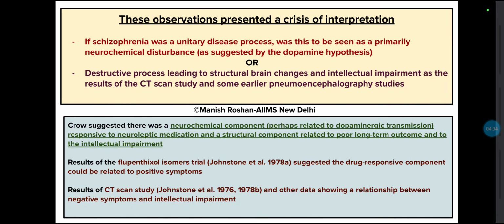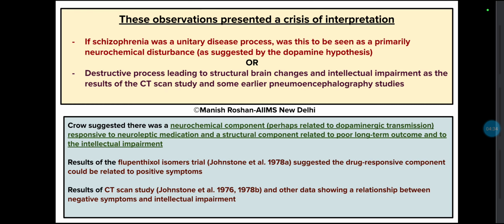These observations, however, presented a crisis of interpretation. If schizophrenia was a unitary disease process, was this to be seen as a primary neurochemical disturbance, as suggested by the dopamine hypothesis and supported by the second study where flupentixol was used, or was it a destructive process leading to structural brain changes and intellectual impairment, as suggested by the CT scan studies and some earlier pneumoencephalography studies?